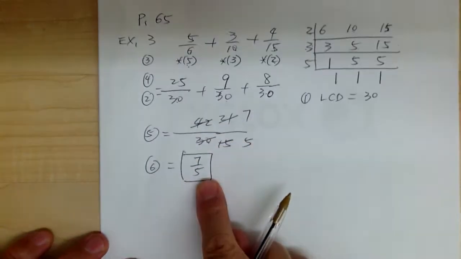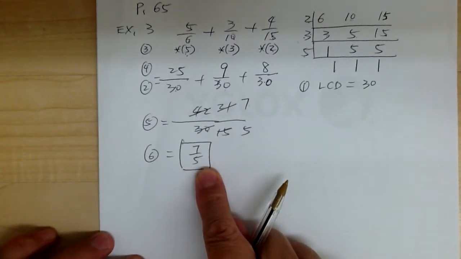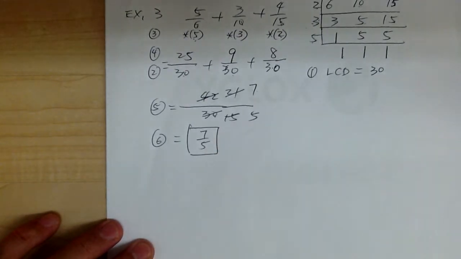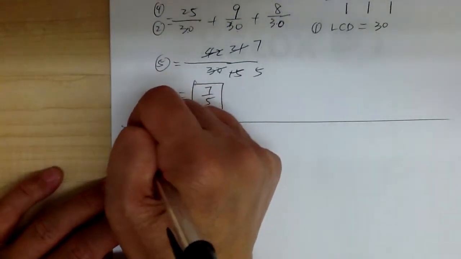Okay? Again, just leave it as an improper fraction. Don't waste your time making it into a mixed number. Just leave it. That's good enough. Okay, let's go to example 4.